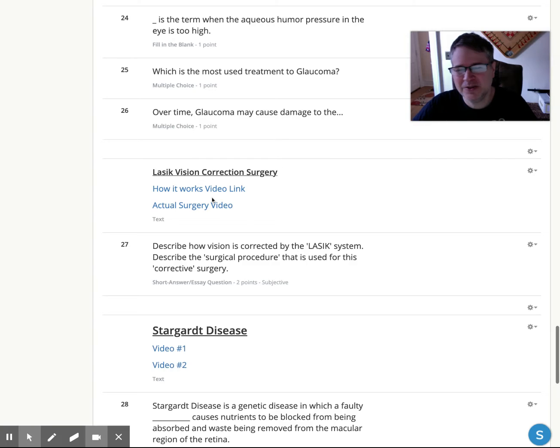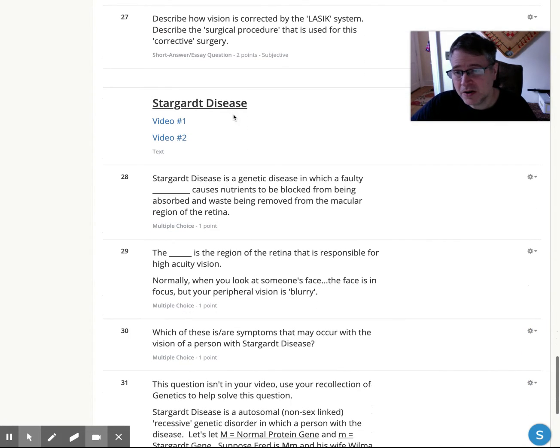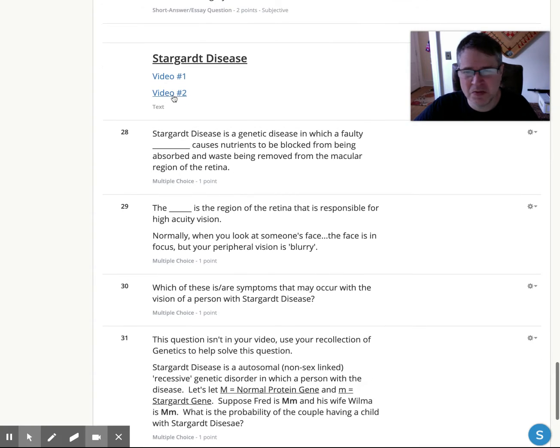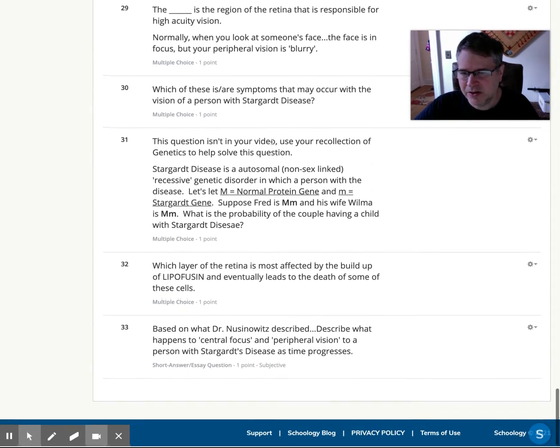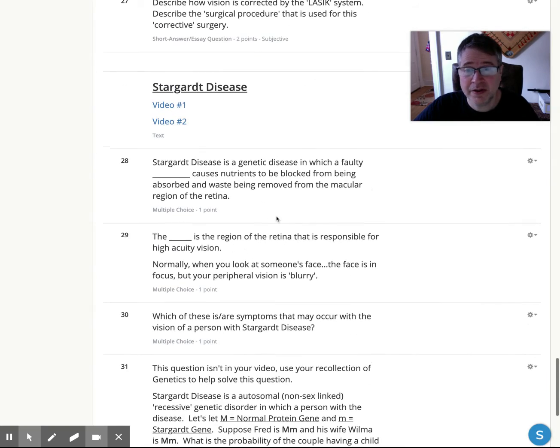It talks about how that surgery works, and it only works for distance vision, because it actually kind of flattens the eye. You'll see how that works. Then Stargardt's. We've talked about Stargardt's disease a little bit in class, and there are a couple of videos there. They're really short, like 2 minutes long, and then some ideas here about Stargardt's and what's wrong with, or the abnormality with, folks that have Stargardt's.